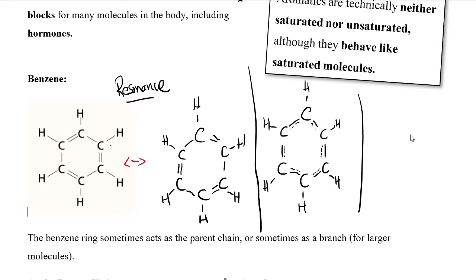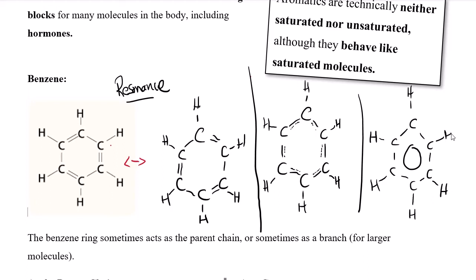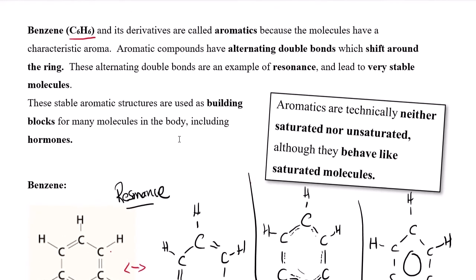Or we'll also sometimes draw this structure as a ring in the center. And that represents as well those alternating double bonds, because they aren't really single bonds, they aren't really double bonds. So really, this kind of representation or this kind of representation is a better representation for benzene than either of these. Now, benzene molecule has this resonance property, which leads to it being very stable.